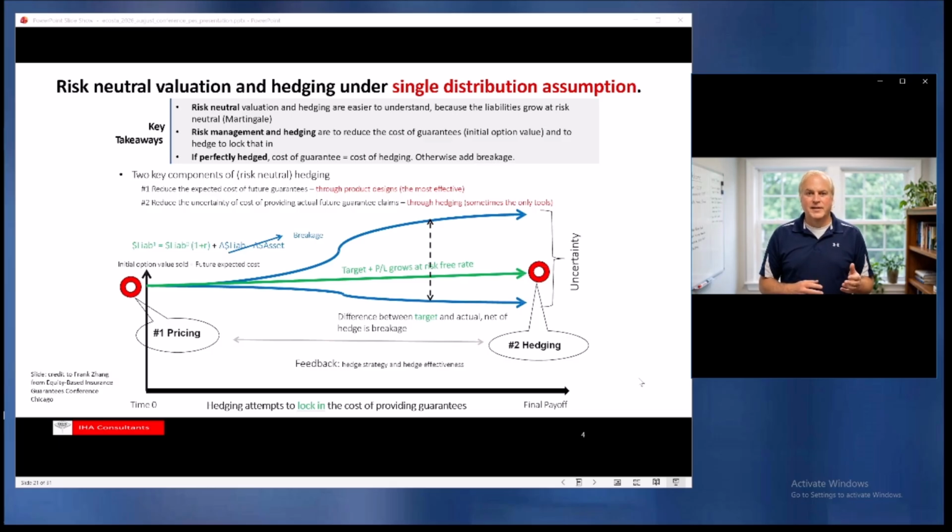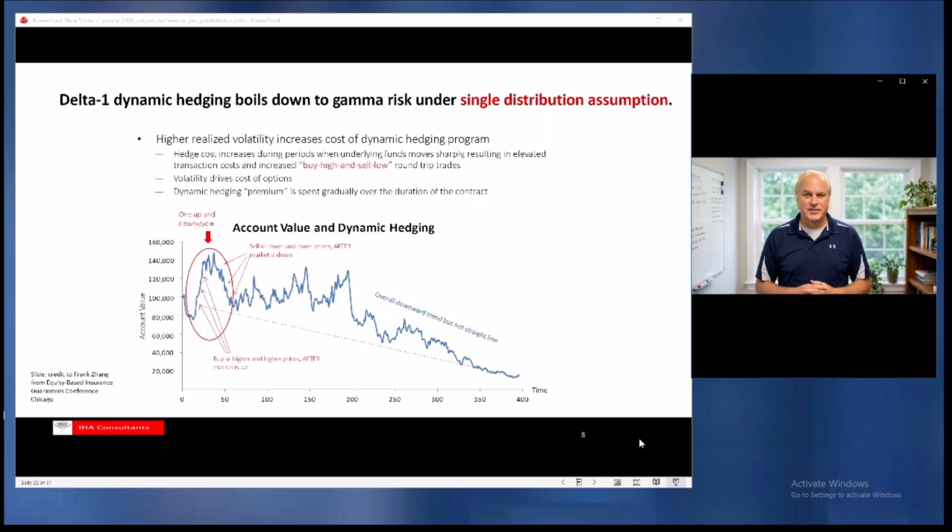Key takeaways. A. Risk-neutral valuation and hedging are easier to understand because the liabilities grow at a risk-neutral martingale. B. Risk management and hedging are to reduce the cost of the guarantee's initial option value and to hedge to lock that in. C. If perfectly hedged, cost of guarantee equals cost of hedging, otherwise add breakage. AI-enabled predictive equity analytics aligns with option C, perfectly hedged in timing and amount, which results in smallest hedging costs.